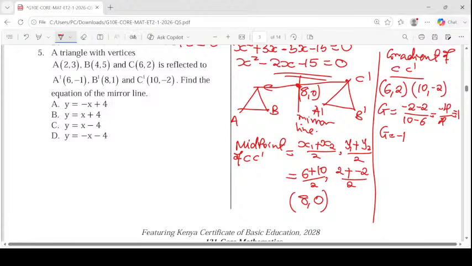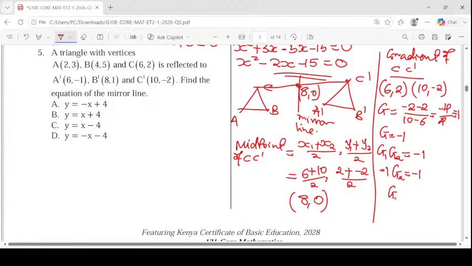If that is the gradient of the line joining C to C prime, let us get the gradient of the perpendicular bisector of that line. Because the line is perpendicular to its bisector, then for perpendicular lines, G1 times G2 should give you negative 1. So gradient 1 multiplied by gradient 2 should be equivalent to negative 1 for any perpendicular lines. So this will mean negative 1 times G2 should be negative 1.